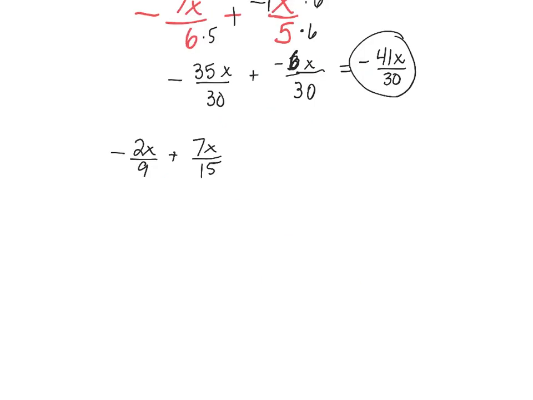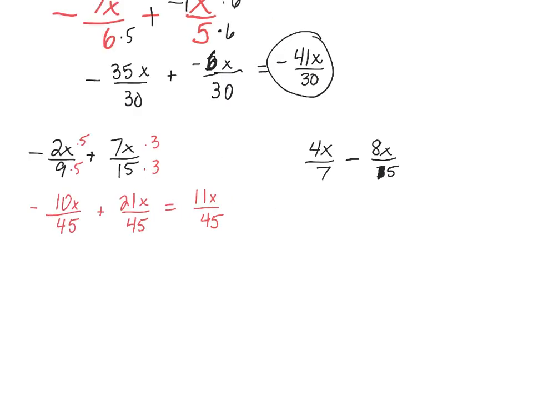So you guys try that one right now real quick. Right, so we're going to make these both out of 45. So 9 times 5, so that's negative 10x/45 plus multiply this by 3. We get 21x/45. So we're really going to subtract them. 21 minus 10 obviously is 11, so we get 11x/45.